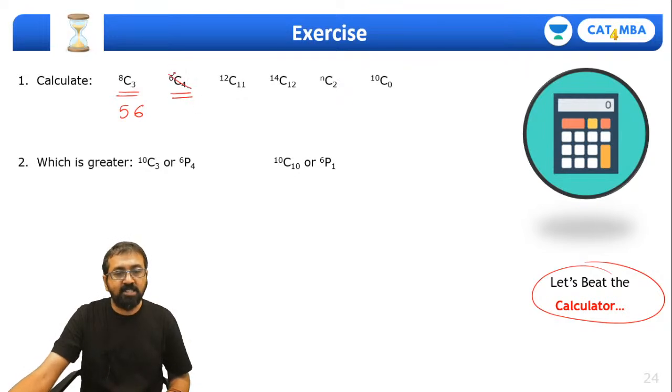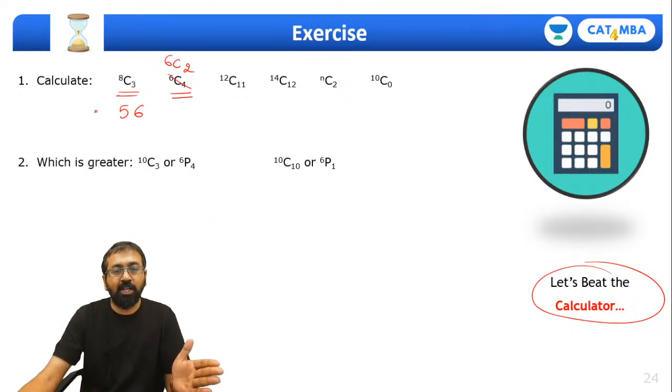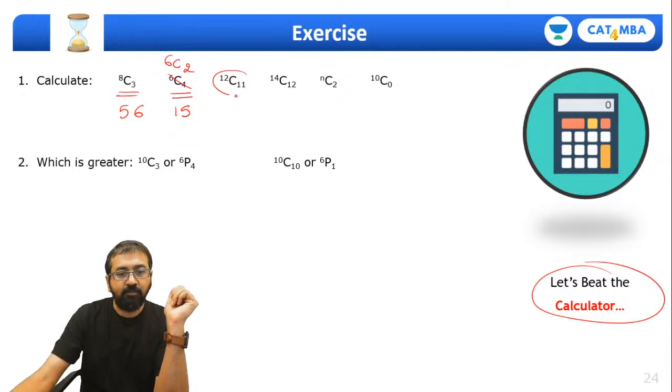Now instead of 6C4, can we say we need to calculate 6C2? That's easier. So 6 into 5 divide by 2 factorial, which is 2. So 6 into 5, 30 divided by 2, it's going to be 15. Can we do it this way? Everyone, are you all with me? Same way 12C11. So 12C11 has to be equal to 12C1. Correct? So now 12C1 is nothing but 12.